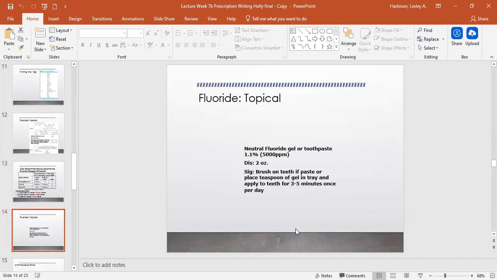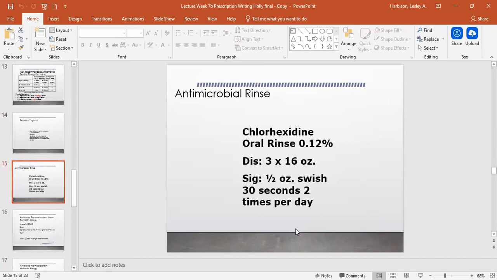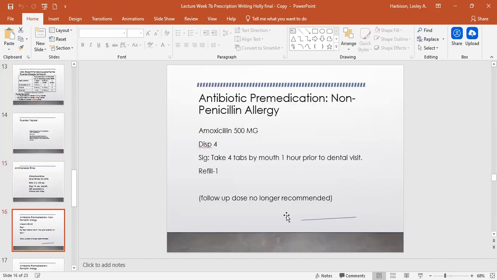Here's another prescription for fluoride. Here's one for chlorhexidine. Dispense 3 16-ounce bottles. The instructions are to swish with a 1/2 ounce for 30 seconds twice a day. Here's amoxicillin. This is an antibiotic premedication. So they do not have an allergy to penicillin. So they're going to take amoxicillin.